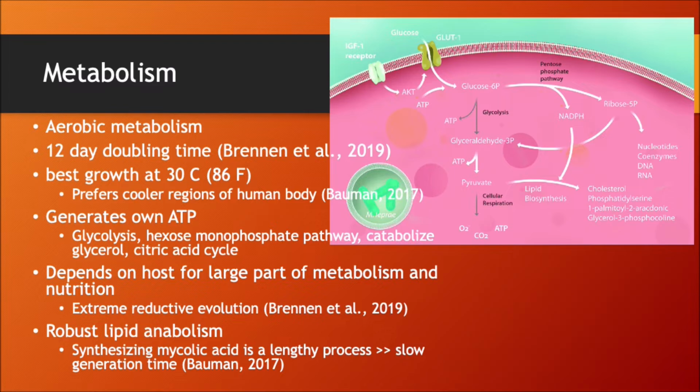It does generate its own ATP, uses glycolysis and the citric acid cycle, but it depends upon its host for a large part of metabolism and for nutrition, and has extremely reduced the genes in its genome, preserving only what it needs really to survive, relying on the host for the rest. It does have a robust lipid metabolism, though, and can synthesize many types of lipids.